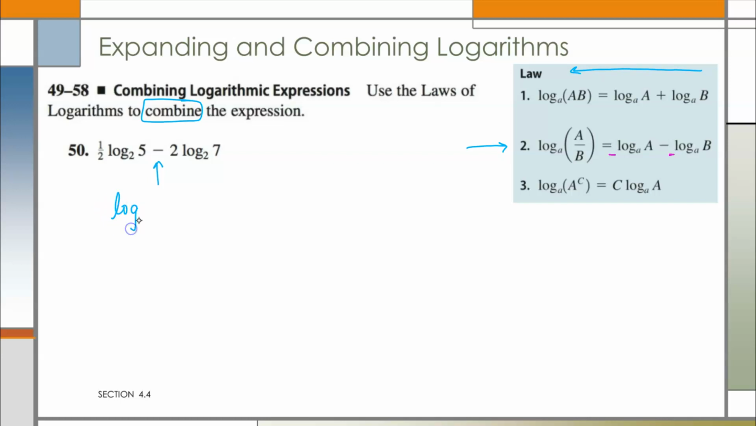We're going to say log base 2 of 5 to the 1/2. What we're going to end up doing is just taking this exponent, taking that number out front, and making it the exponent. Now that I don't have any constants out front, law 2 applies. With that subtraction, I can combine with division.